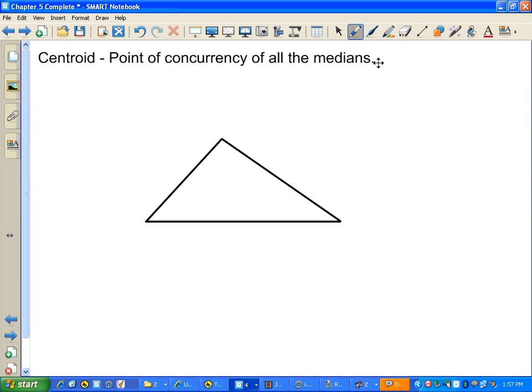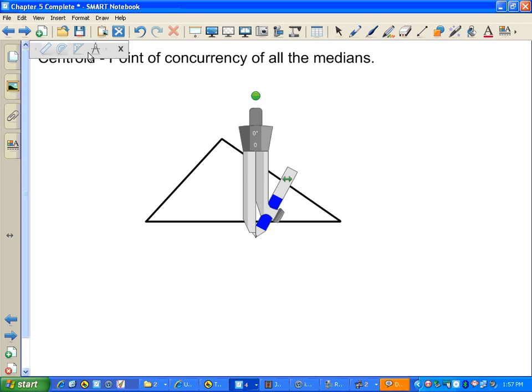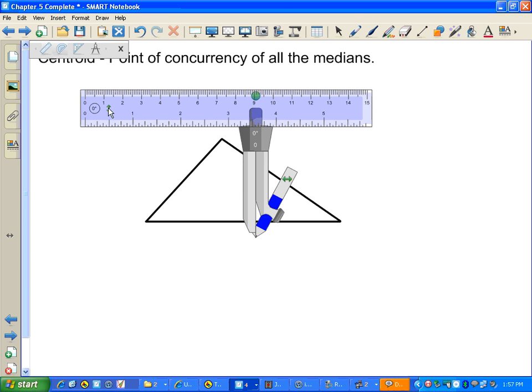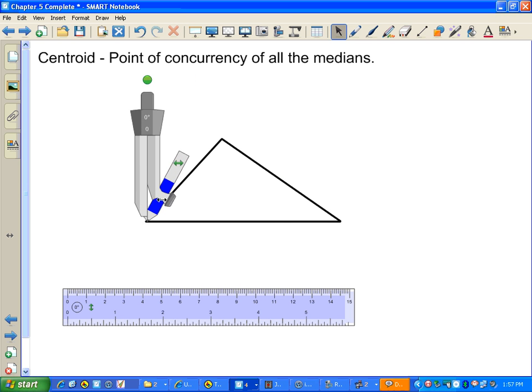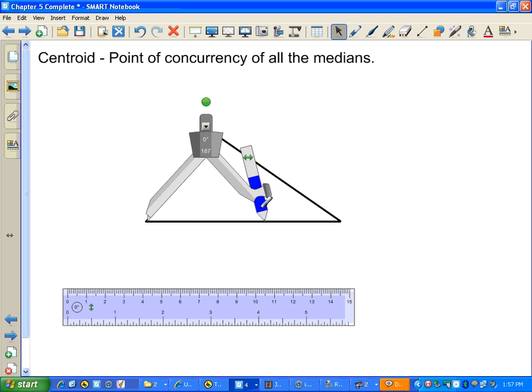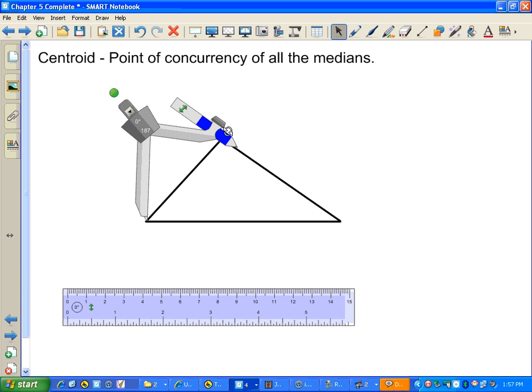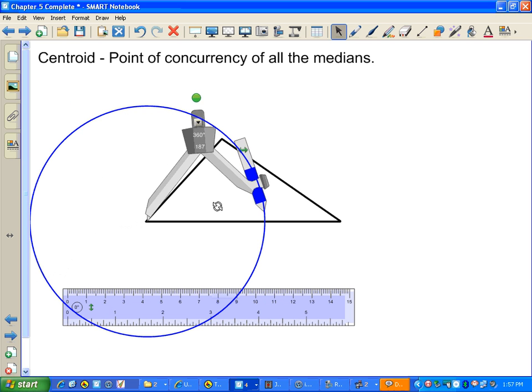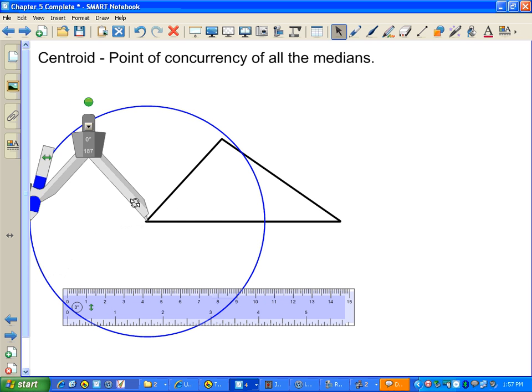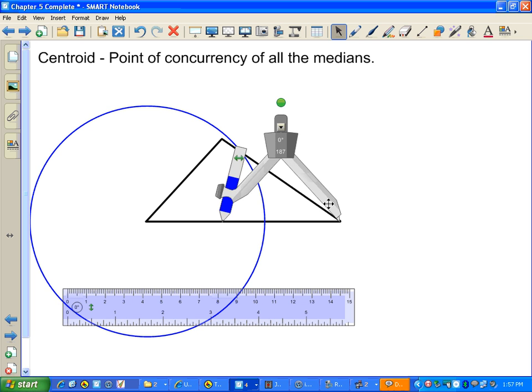So in order to find this, we're going to need to find the midpoint of each side. Okay, and the way to find the midpoint is the same as bisecting each side. So we're going to use our same tools, and we're going to bisect each side. The only thing we're concerned with is finding the midpoint. So I'm going to try not to make too much of a mess here. I'm just going to use 3 circles that are all the same size from each vertex.